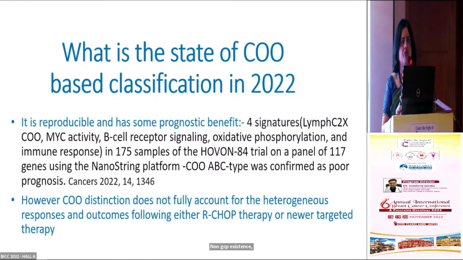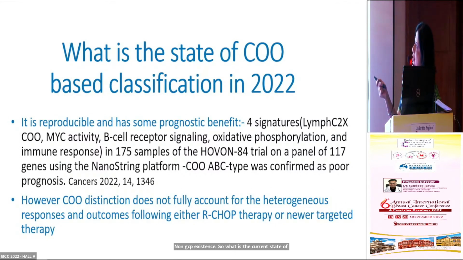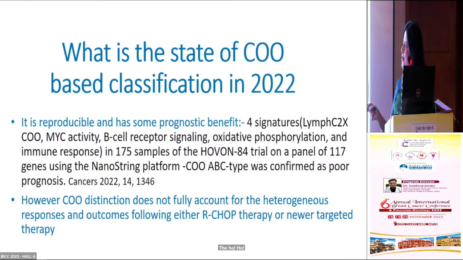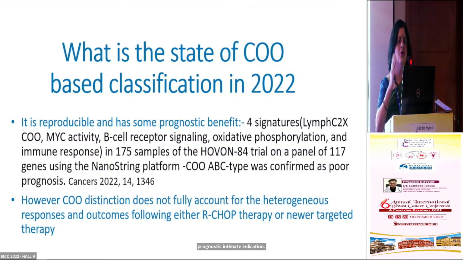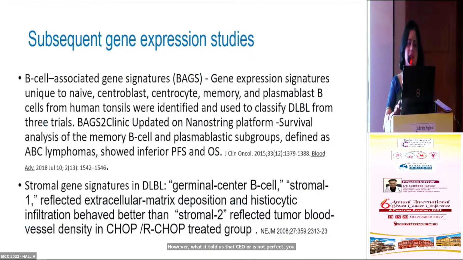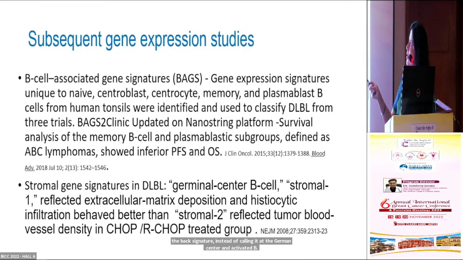So what is the current state of affairs? Do we need to know? Well, definitely it has some prognostic benefit, and they have revised the gene profiling algorithm in a latest article using the NanoString platform, and that has shown some prognostic indication in the HOVON 84 trial. However, what it told us is that COO is not perfect. You have something there which is not right, and hence the next era of gene expression came in. These two are the other things just to complete the list. The BCL signature, instead of calling it germinal center and activated B cell, we now call naive cell, centroblastic, centrocytic, and memory.